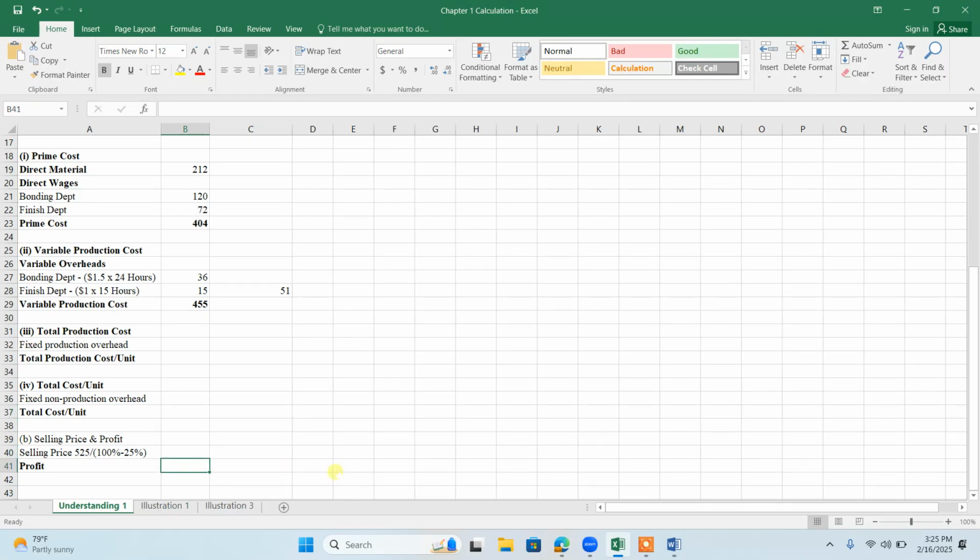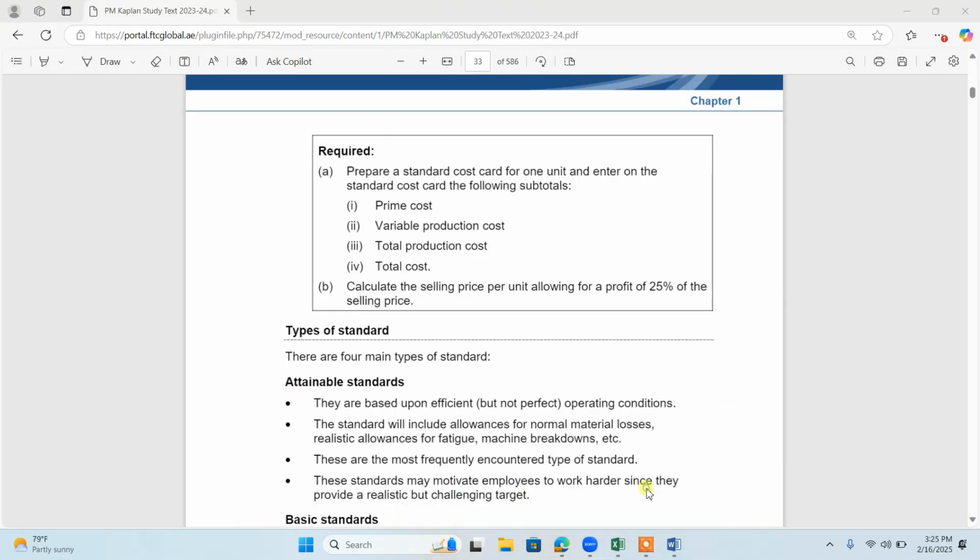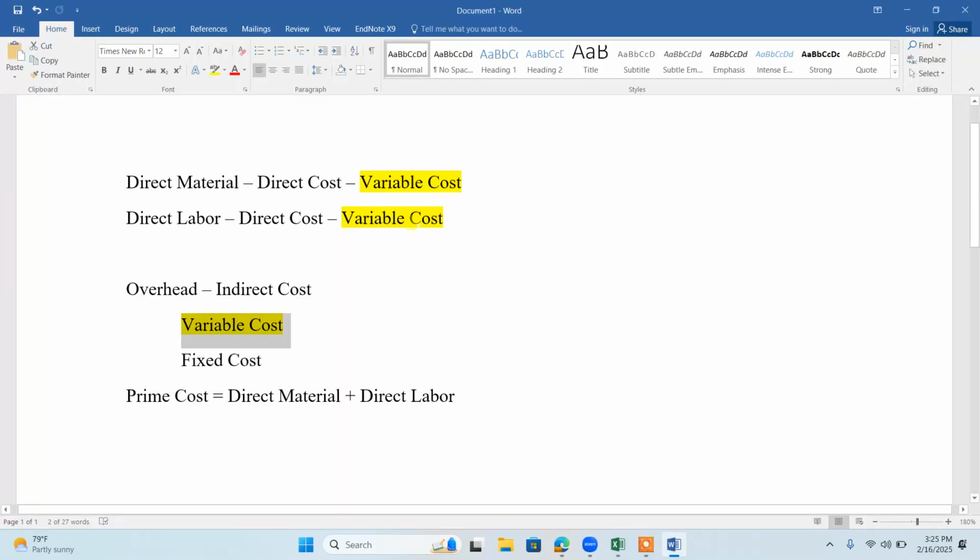Now my dear, come to requirement number three. The third requirement, they were asking the total production cost. I told you that this one is part of the production cost. This one is also the production cost. In overhead, this one is also the production cost.